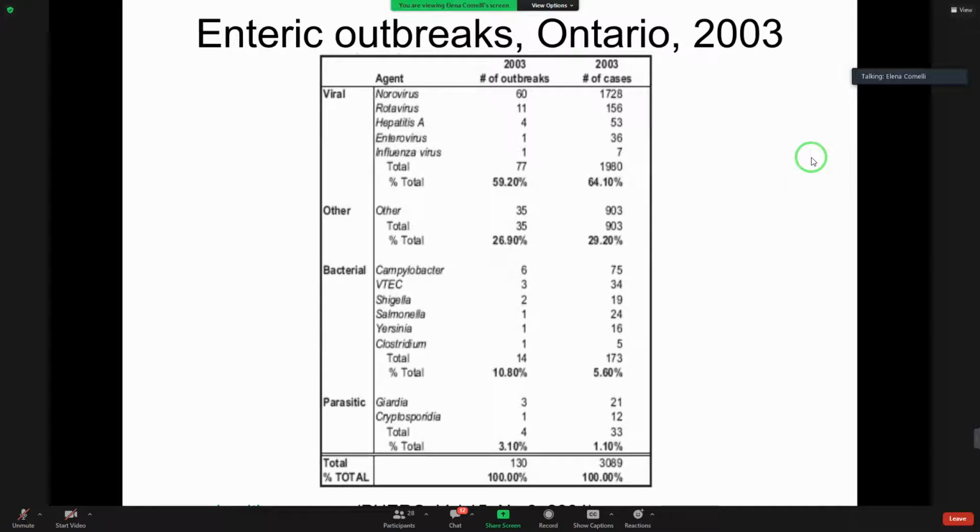This is an example of how data could be presented if you go to the Health Canada website. For example, this referred to 2003. It gives you the breakdown by the different types of agents. Here we have viruses, bacterial agents, parasites, and it gives the number of outbreaks, defined as we saw earlier, and the number of cases, individuals affected. In 2003, most of the outbreaks were due to viruses, with norovirus being the predominant cause, while among bacterial illnesses, Campylobacter was the main cause.